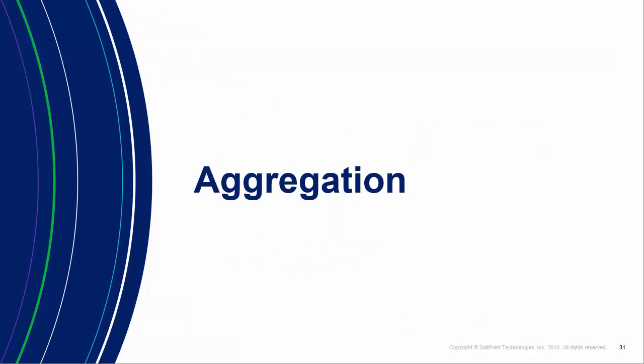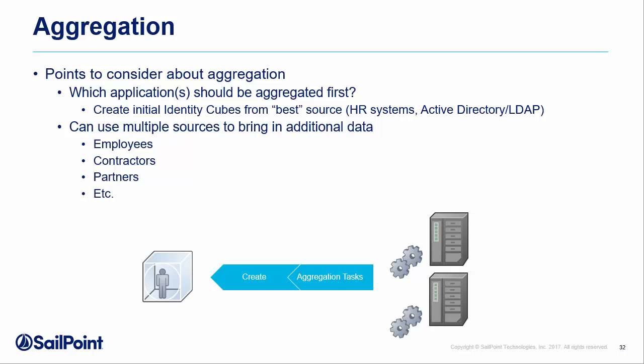Aggregation. Account aggregation is the process we use to collect account data from the various applications in your enterprise. There are 2 points to consider when performing account aggregations. The first is determining which applications to aggregate, and the second is to determine in what order to aggregate the applications. We always want to aggregate identity data from our best source of user data first, typically an HR system or a directory such as Active Directory or LDAP.